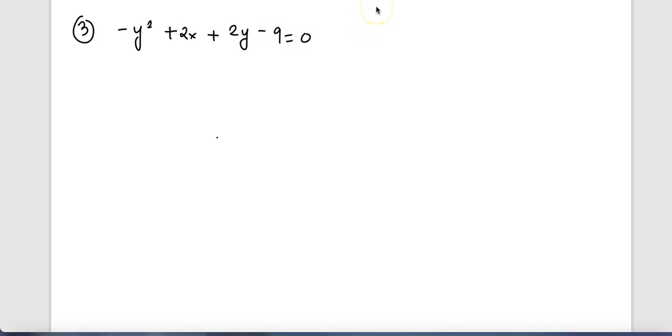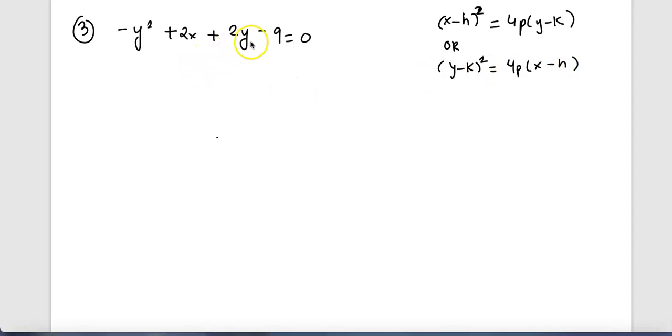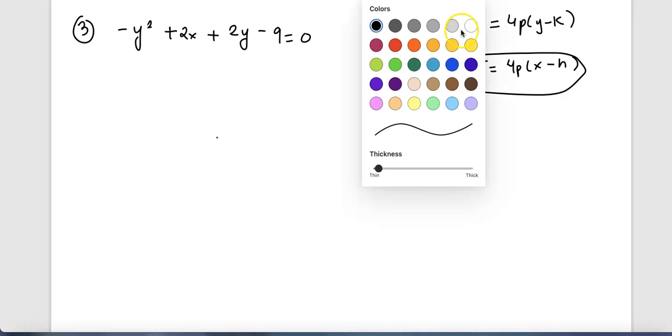Now do keep in mind that what we are doing is writing the equation of a parabola in standard form, and it will come either in this form over here, x minus h whole square is equal to 4p times y minus k, or it will be in this form over here, y minus k whole square is equal to 4p times x minus h. So looking at this problem, I am able to figure out, since my square is on y, my equation of parabola should be in this form over here.